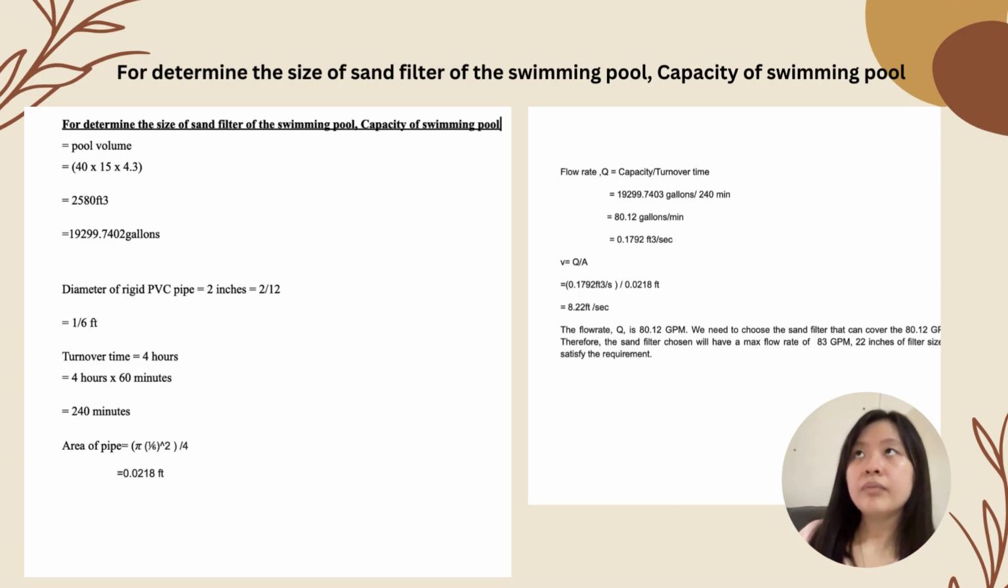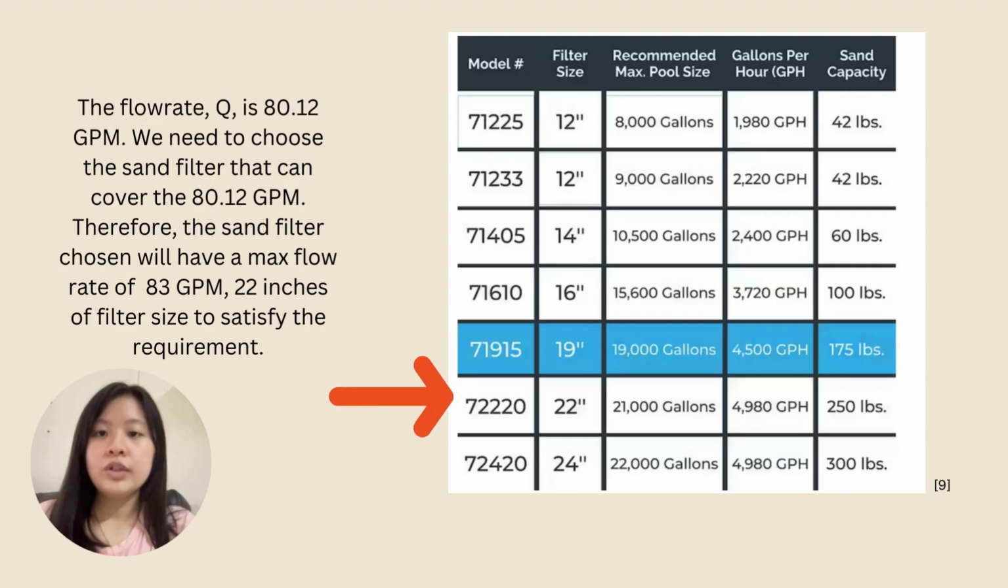inside the swimming pool filtration system. The flow rate is equal to capacity divided by turnover time, which is 0.1792 cubic feet per second, and also equivalent to 80.12 gallons per minute. So just now we already got our Q, which is 80.12 gallons per minute.